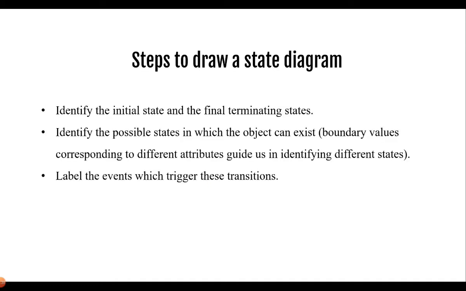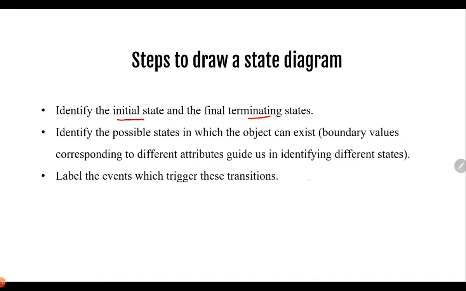So now let us look at what the different steps are to draw the state diagram. First of all, this is the very basic concept, we have to identify the initial state and the terminating states, and then we have to identify the possible states in which the object can exist. Possible states will relate to the boundary values corresponding to different attributes, which guide us in identifying the different states. Let's take the example of an ATM machine.